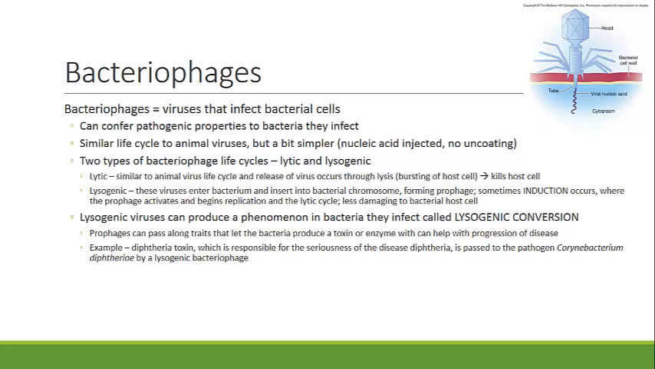Lysogenic viruses are important because they produce a phenomenon called lysogenic conversion. Basically, those prophages that are incorporated into the bacterial chromosome can pass along traits that let the bacteria produce a virulence factor, a toxin or an enzyme, something that's going to help them with progression of disease. A really great example of lysogenic conversion occurs in the pathogen Corynebacterium diphtheriae, which causes the disease diphtheria. Now, the seriousness of this disease is determined by the presence of the diphtheria toxin, and the diphtheria toxin is something that is passed to the bacteria through this lysogenic bacteriophage.